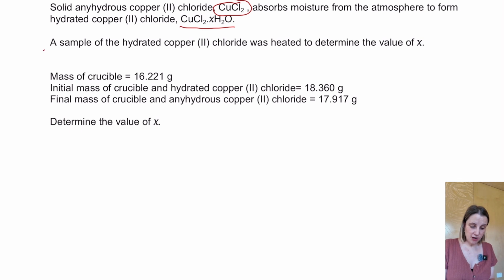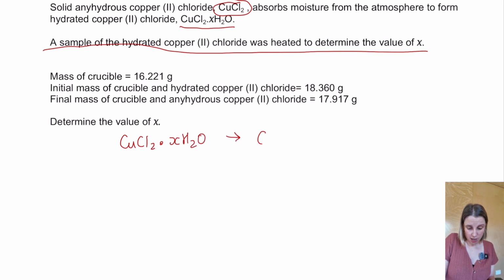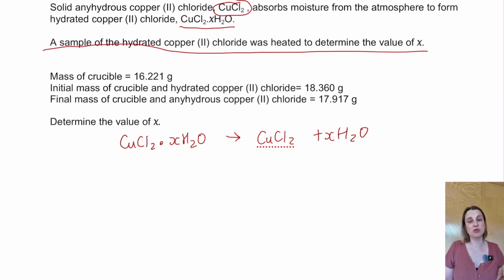So they're saying a sample of the hydrated copper chloride was heated. They heat it quite strongly. So we're taking the hydrated form of this with the XH2O. We're heating it and it's becoming the anhydrous form and water. So we're basically driving all of that water off as a gas. We don't know how much water, so that's still an X. I can't write the ratios in this equation. That's what we're going to work out using our calculation that's going to look remarkably similar to our empirical formula calculation.